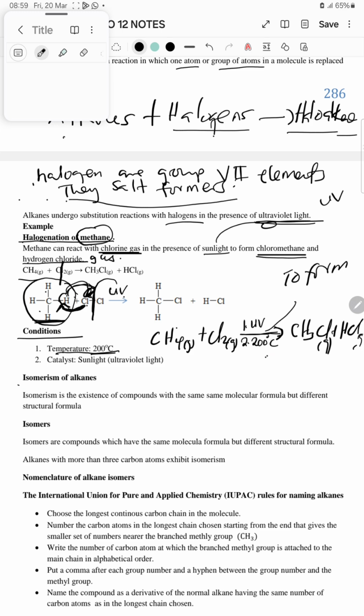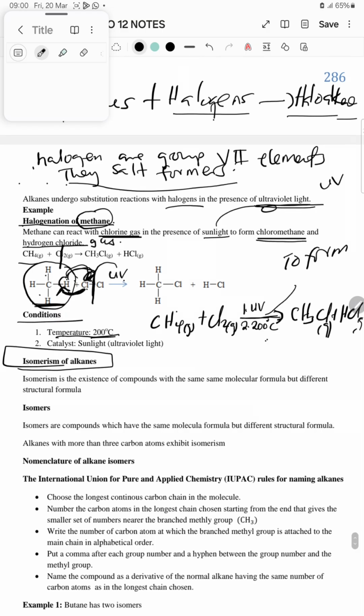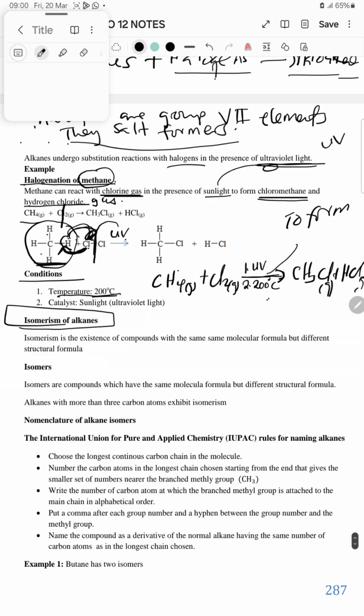Next time when we meet, we are going to start from isomers of alkanes. Very interesting, isomers of alkanes. So otherwise, enjoy the video. That's where we end here.